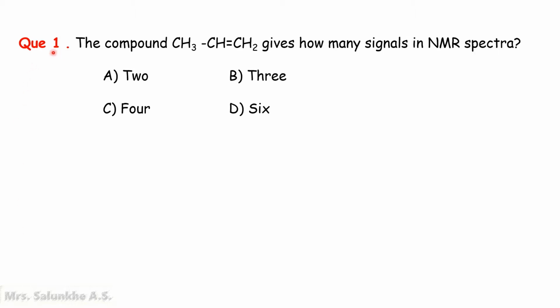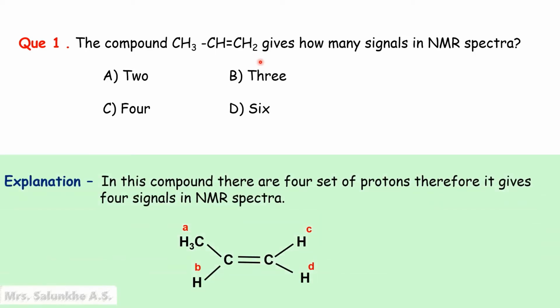Question number 1. The compound CH3CH=CH2 gives how many signals in NMR spectra? Options are like this: 2, 3, 4 and 6. In this compound there are 4 sets of protons: CH3CH=CH2. In that case, these are the 4 sets of protons.